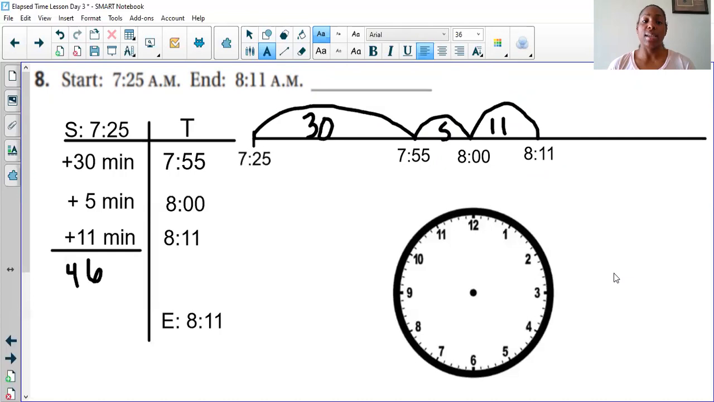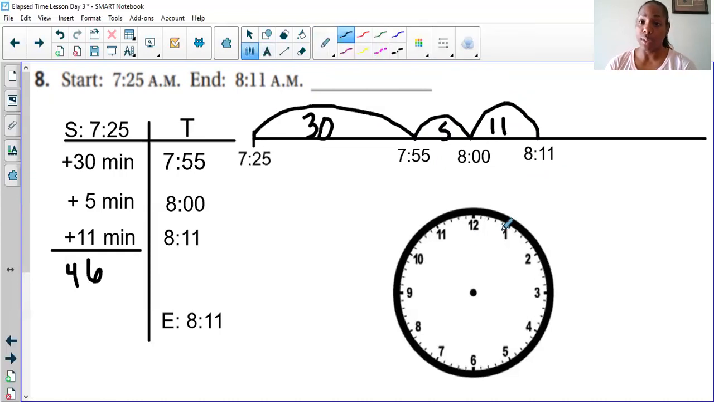And how many minutes does it take? 46 minutes. So once again, we'll just mark on this clock for friends who want to use a clock to help them with solving these problems. So 7:25 to 8:11, I know the 7:25 is right here, and 8:11 is right here.